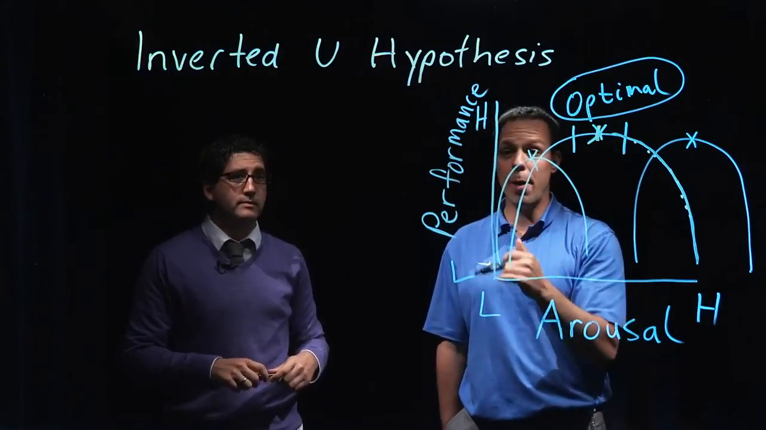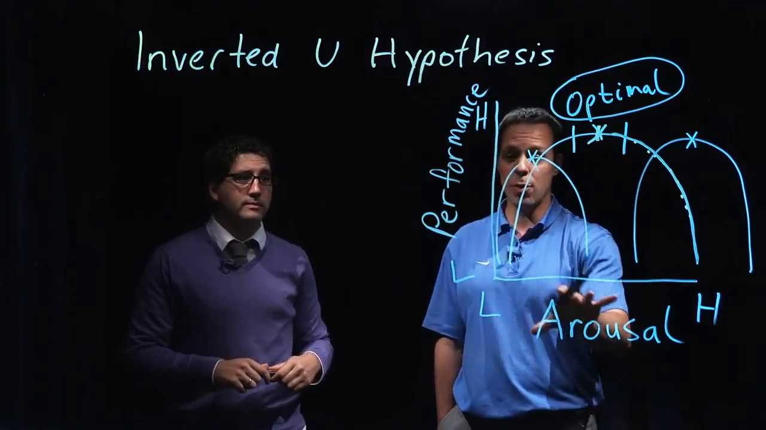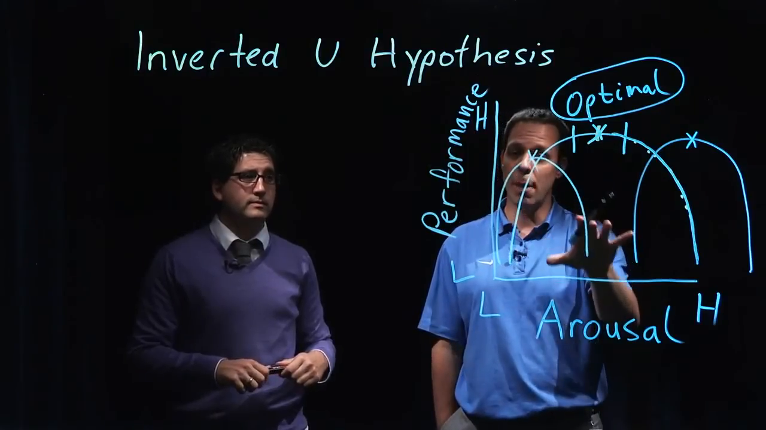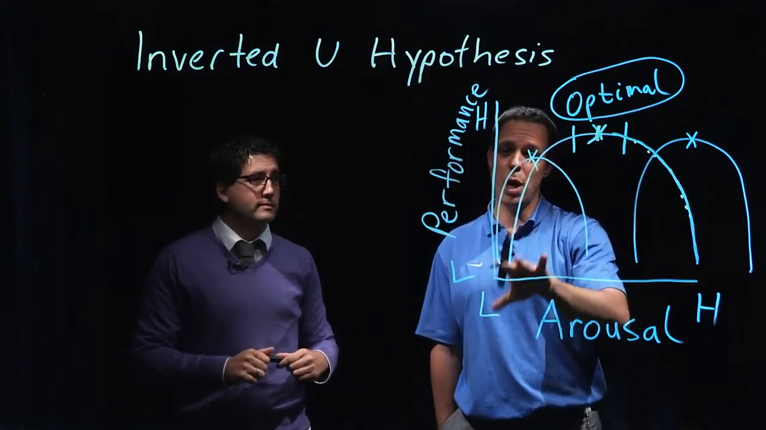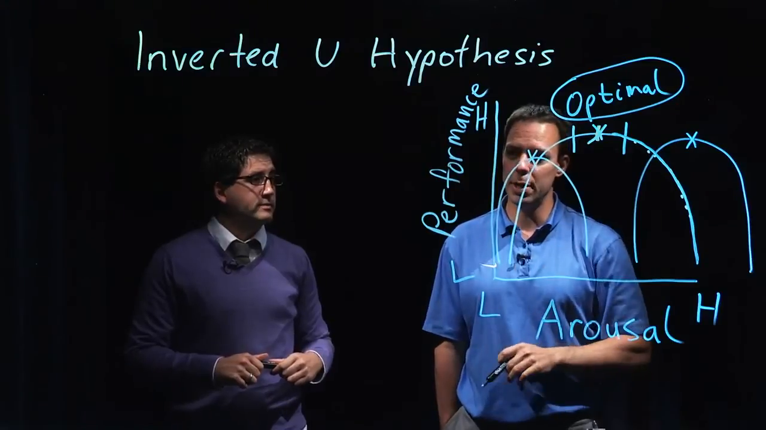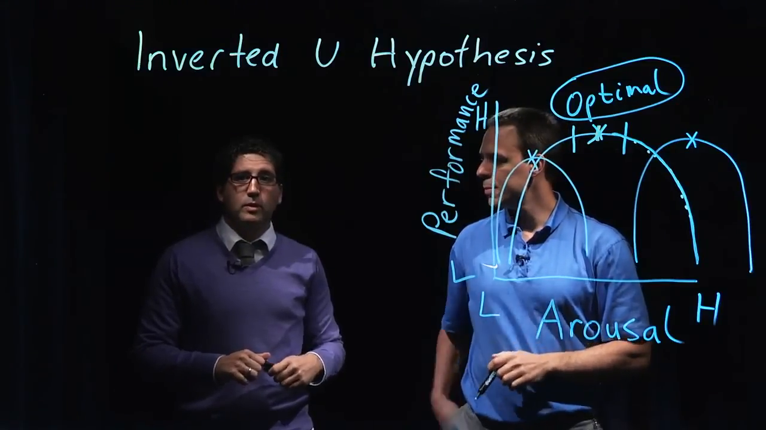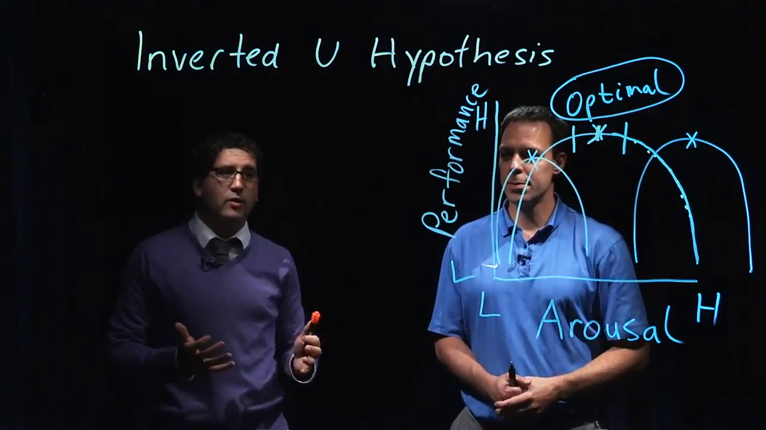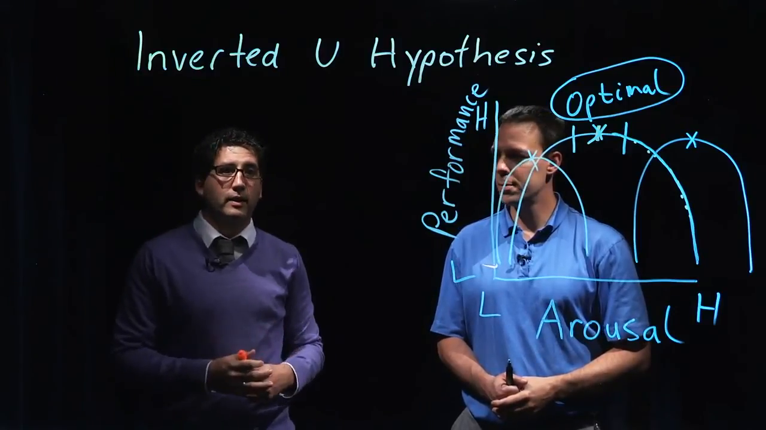So this inverted U hypothesis does a very nice job of explaining arousal and performance, but there are some problems with this explanation, which is why we have some more current theories that explain it a little bit better. So when we come back, we're going to start looking at another theory, which is called the catastrophe theory.